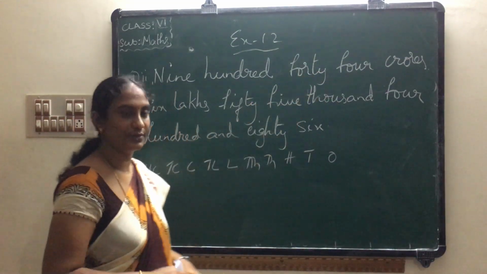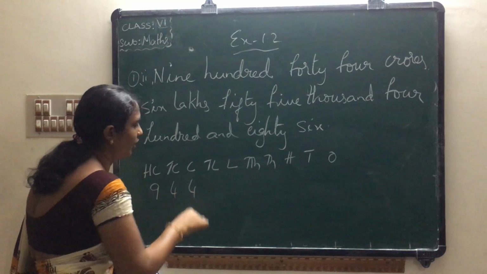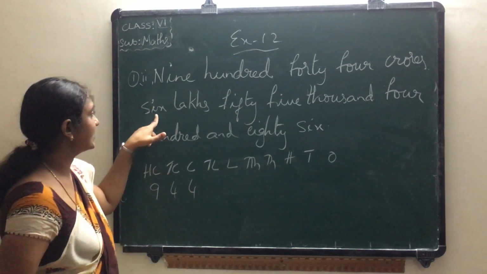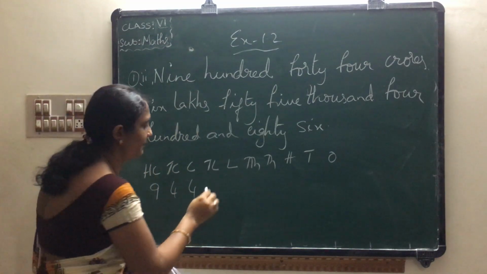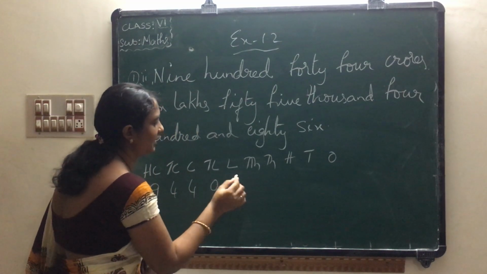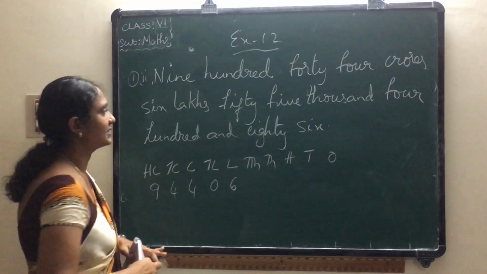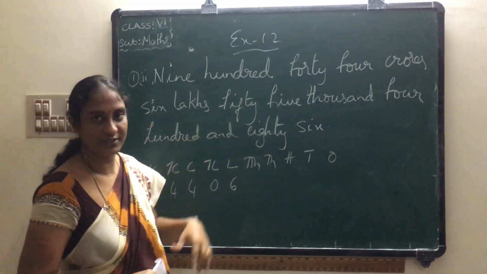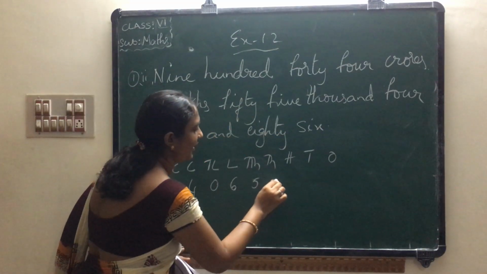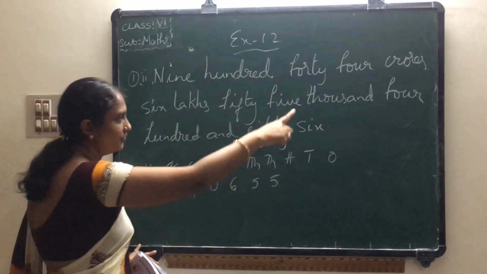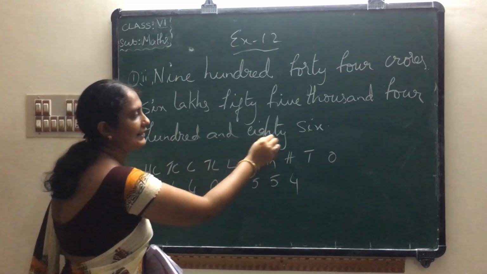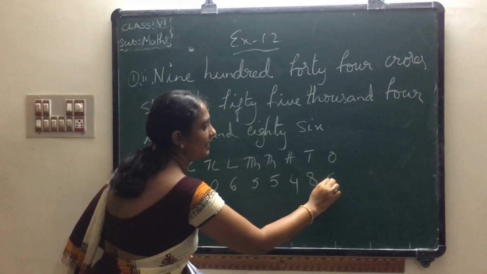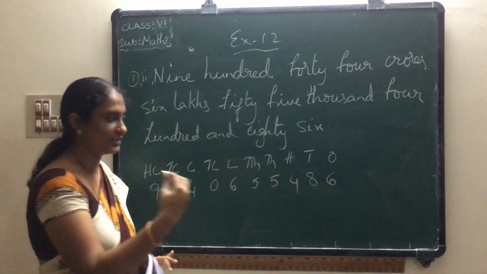44 crores. 6 lakhs. In the lakhs we are having only 6. So it means 10 lakhs place we had to keep 0. 6 lakhs. 55,000. 400. In the place, 486. 86.